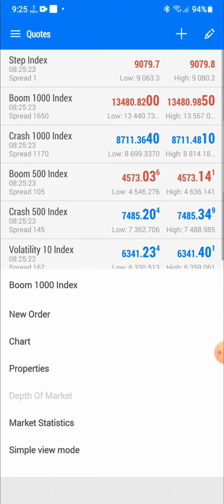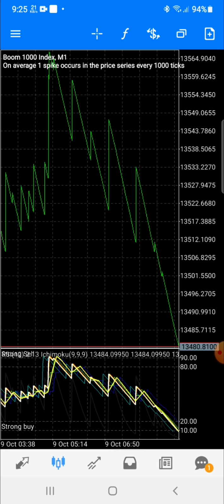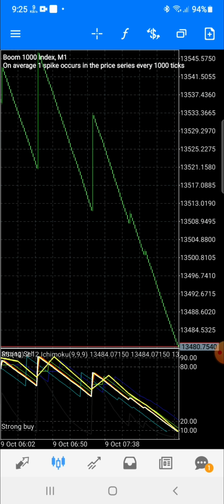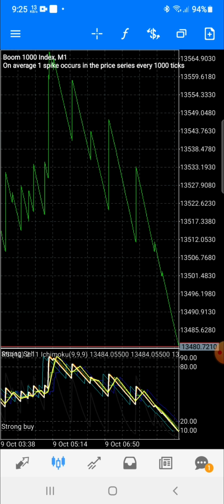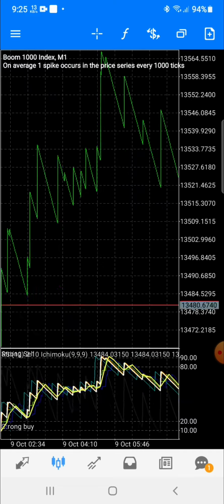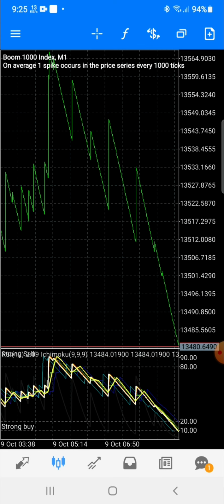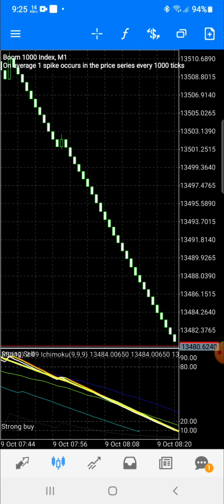This is a $50 deposit and we're going to use the spike catcher strategy to flip this one into $200 and even more. Basically I'll just tell you guys all the things you have to note when using this strategy.